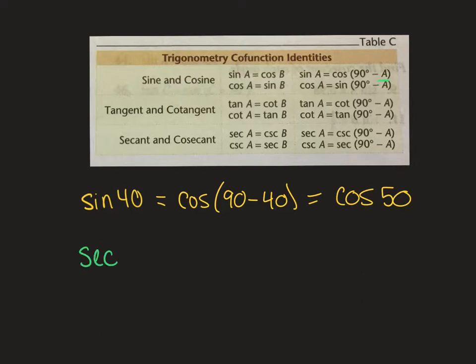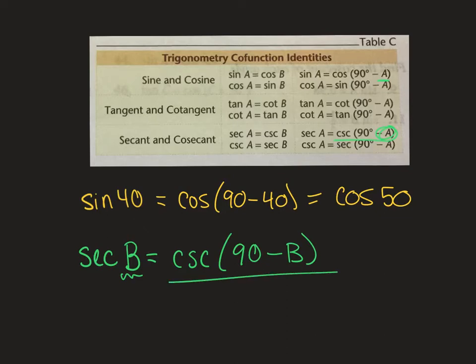So let's say we have secant of B, which I think is actually one of your problems. The cofunction for secant is cosecant. So it's going to be cosecant of 90 minus B, right? You replace the A in the formula with whatever number or variable you get. So this would be your final answer, because you can't actually subtract B from 90 without knowing what B is. So it's okay to write that there. Again, just replace your A with whatever the problem gives you and then simplify it as much as possible.